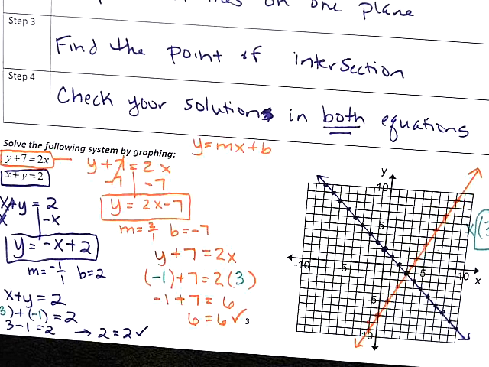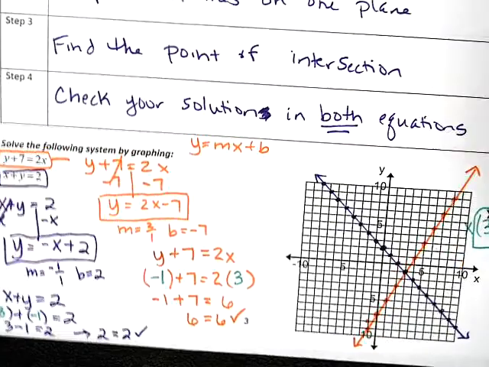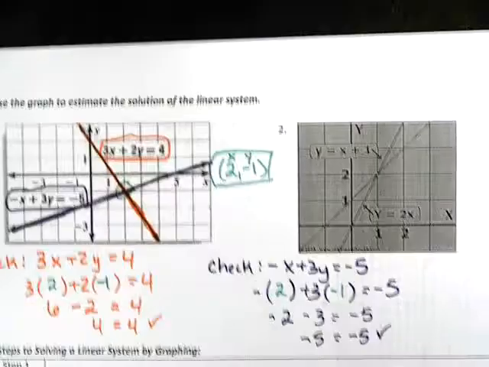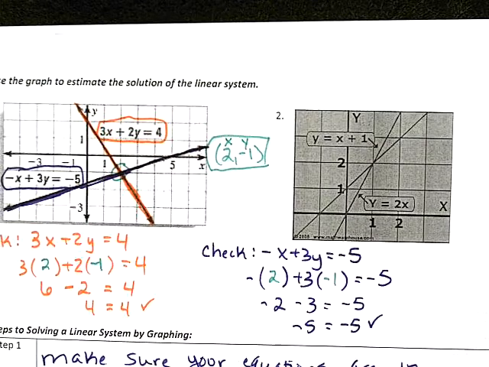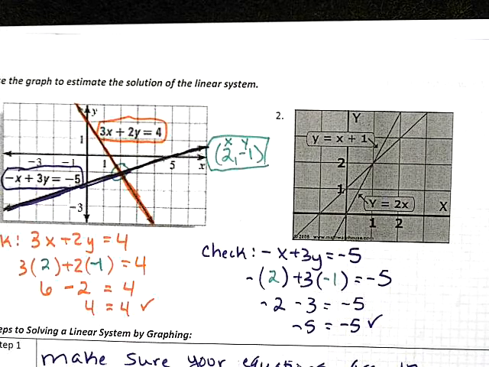So there are more examples for you to go through in your packet. You can definitely try number 2, which I think is probably the easier one because they're already graphed for you. And then you can go ahead and jump to the next page and start working on the next question.